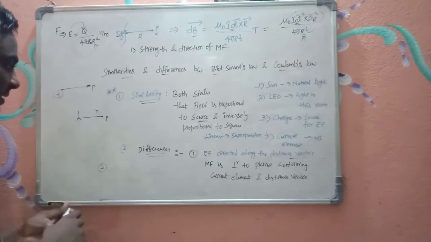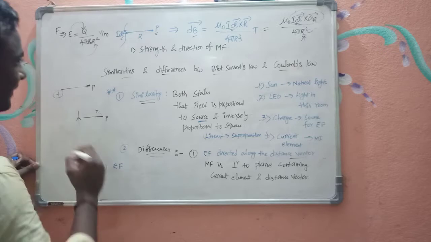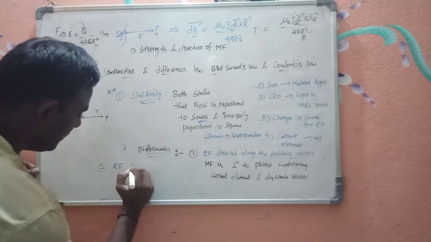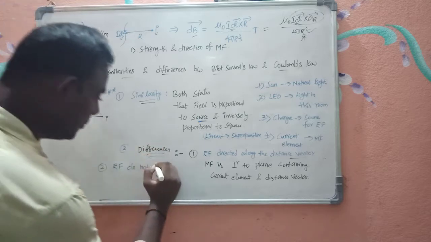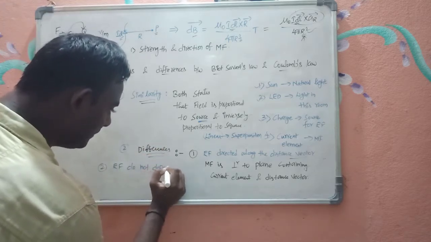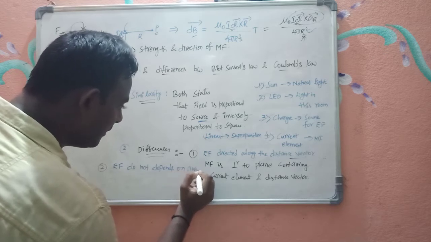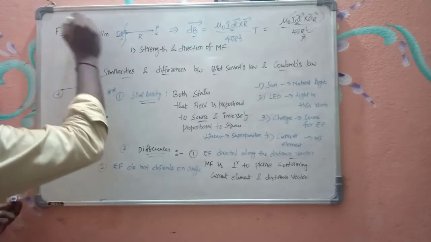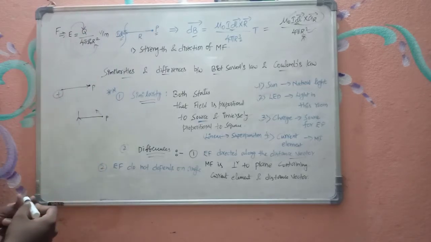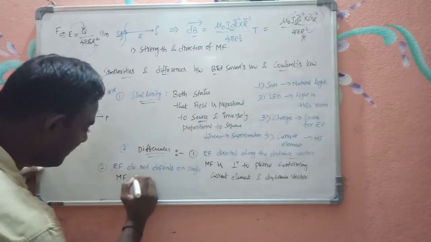The second basic difference is that the electric field does not depend on angle. In this expression you cannot find any angular relation, whereas the magnetic field depends upon angle.